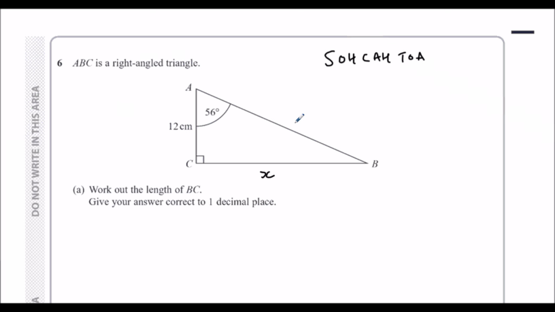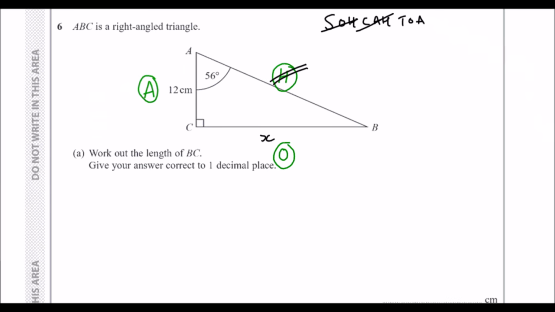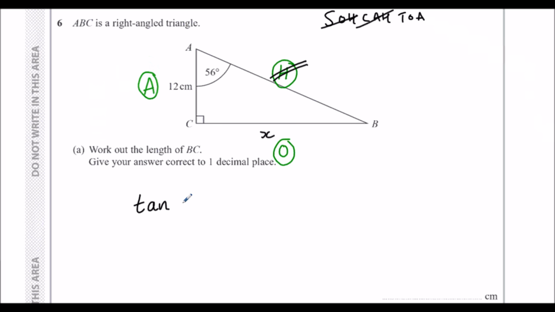So I'm going to start by labeling. So the longest side is called the hypotenuse. Opposite the angle, and the 56 is the angle we're using, opposite that angle is called the opposite, and in between the angle and the right angle is called the adjacent. We've got A, which is 12, and O, which is X in the question. We haven't got H, so it's not SO or KA, it must be TOA. And TOA means tan with the angle is equal to the opposite divided by the adjacent.